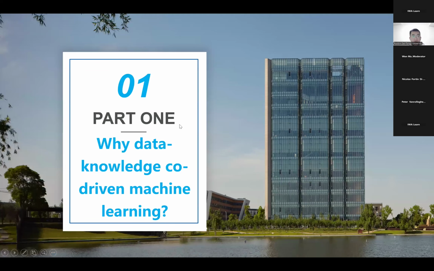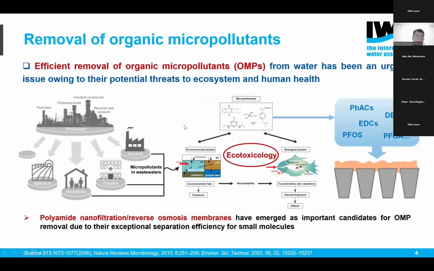First is the background. For our audience in IWA, we know that organic micropollutants are a concern for everyone, and we want to remove them from water. Polyamide membranes, including nanofiltration and reverse osmosis membranes, which are used in our homes, in municipal wastewater treatment plants, and in industrial wastewater treatment plants, have emerged as important candidates for the removal of micropollutants.